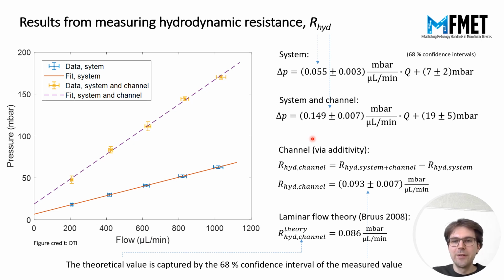And remember this additivity property that was introduced for hydrodynamic resistance. So what you can do is subtract the hydrodynamic resistance of the system, and then you are left with only the hydrodynamic resistance of the channel. So this is the hydrodynamic resistance of the channel that was tested alone. If you do that, you get this value that is displayed here. And you can compare this value with an expected theoretical value from laminar flow theory. In fact, the expected value is captured within the confidence interval of the determined value here.